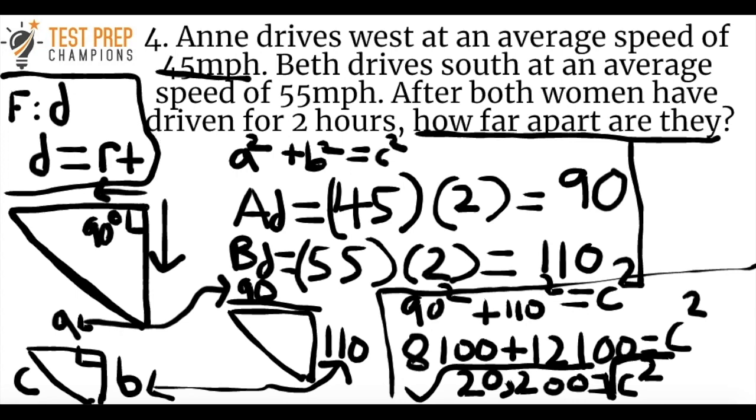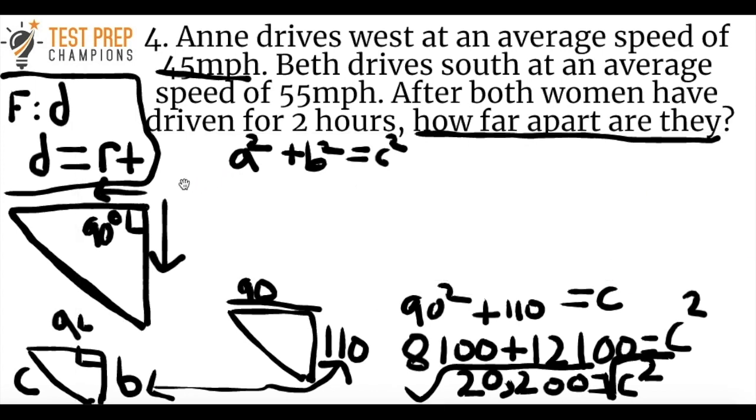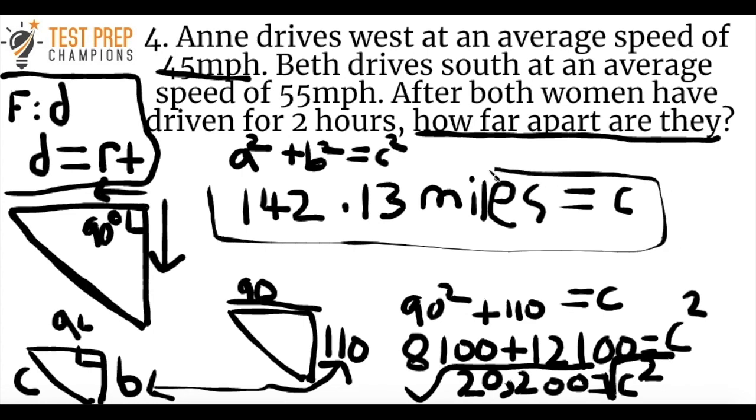Hopefully you've got all the stuff in your notes here. If not, you can rewind the video or pause it now, but I'm going to clear some space out of here. So we've got 20,200 is equal to C squared, and we take the square root of that 20,200, and the answer is about 142.13 miles. That's equal to side C. So the answer is about 142.13 miles apart, and this is side C of our triangle.